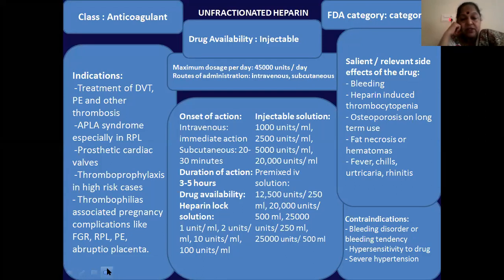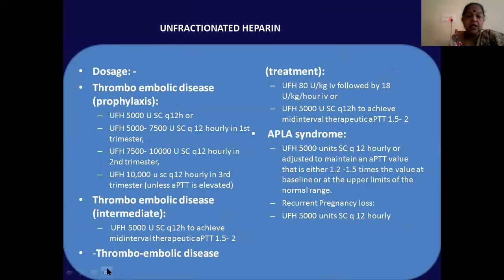The routes of administration are intravenous and subcutaneous. Contraindications are bleeding disorders or bleeding tendency, hypersensitivity to the drug, and severe hypertension. The dosage differs according to the disease the patient has. For prophylaxis of thromboembolic disease, unfractionated heparin can be given 5,000 units subcutaneously every 12 hours, or up to 7,500 12 hourly in the first, second, and third trimesters, and you have to monitor the APTT. If the APTT is more, you can reduce this. In thromboembolic disease, I have to maintain the APTT at 1.5 to 2.